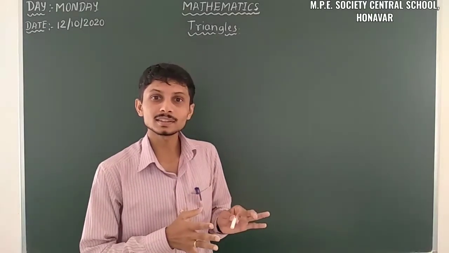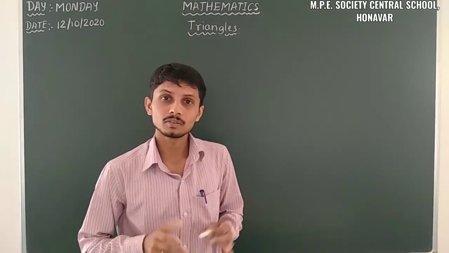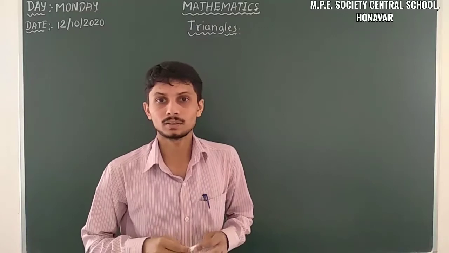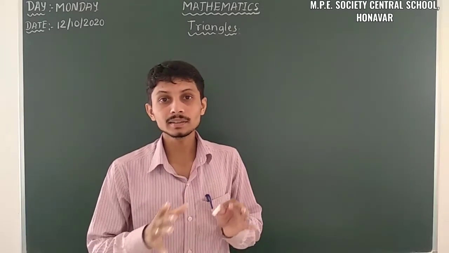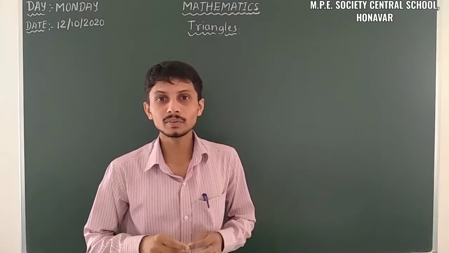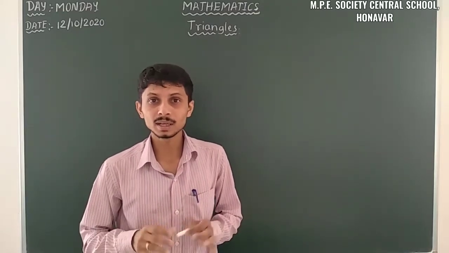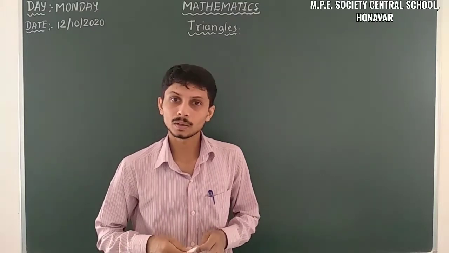Here there are some theorems based on the isosceles triangle. We already know about the isosceles triangle, that is, two sides are equal. In triangles we have three sides, and when two sides are equal, we call that triangle an isosceles triangle. So there are some theorems based on isosceles triangles here. Let us take them one by one.